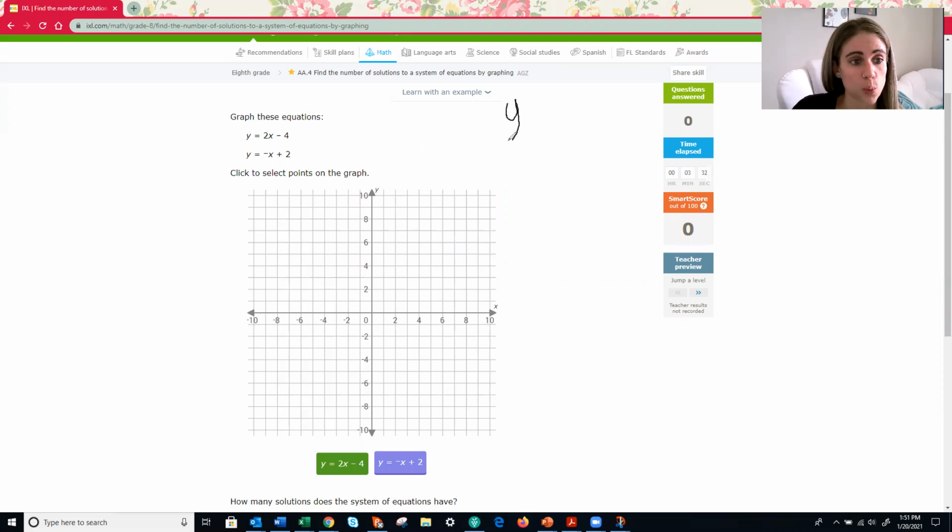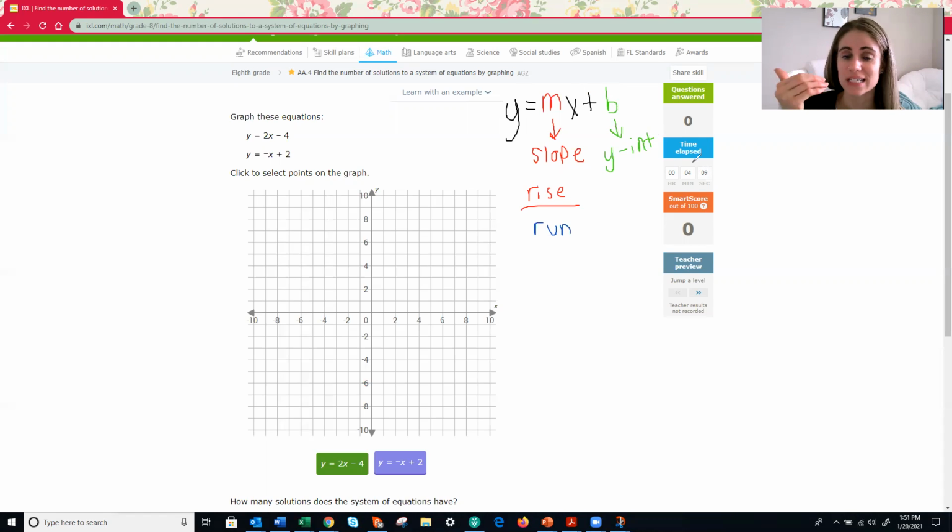Slope-intercept form is y equals mx plus b, where m represents our slope. And remember, we can think of slope as rise over run. So mx plus b, where b is our y-intercept.